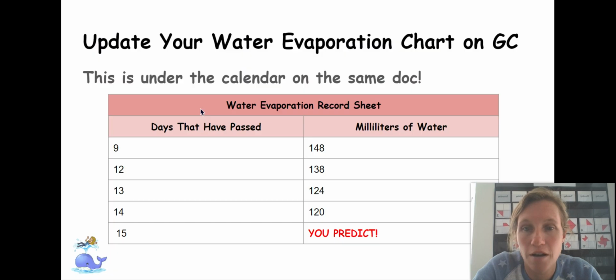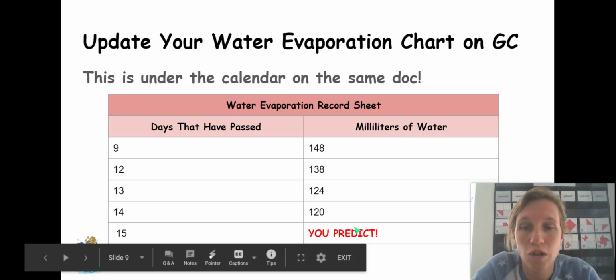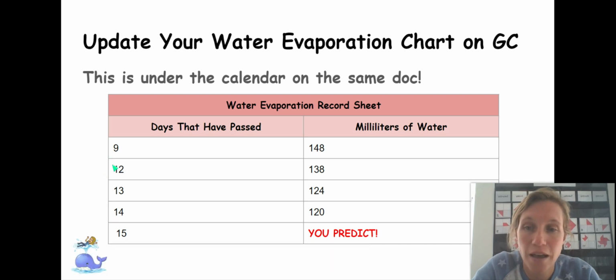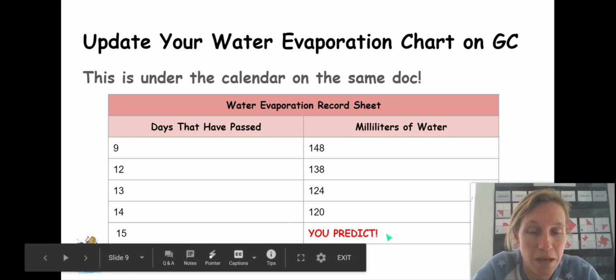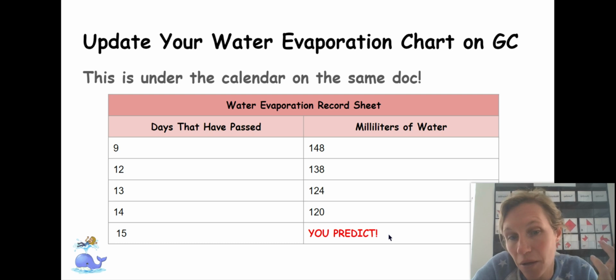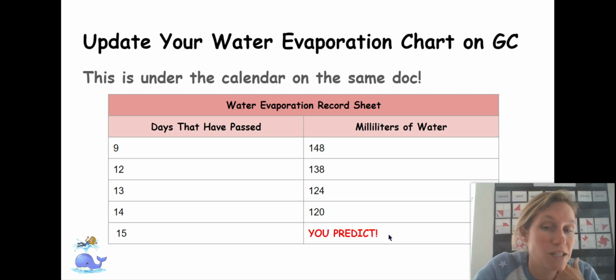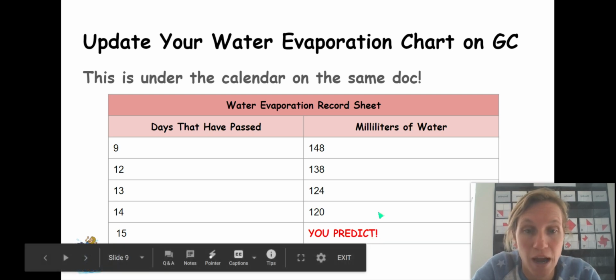So when you update your logs, it should look just like this. Again, don't worry that I didn't do days 10 and 11 or days 7 and 8 because that was intentional and that's all right. Your line graph will help you figure out what happened on those days, and I'll show you how. For day 15, I'd like you to make a prediction, and I want you to highlight it in red. So if I was going to make a prediction, I might say 116 mLs, or maybe I'd be more bold and I'd say 110 mLs. It's up to you. You decide and you make a prediction. Highlight it in red.